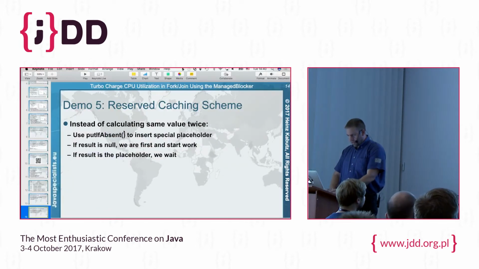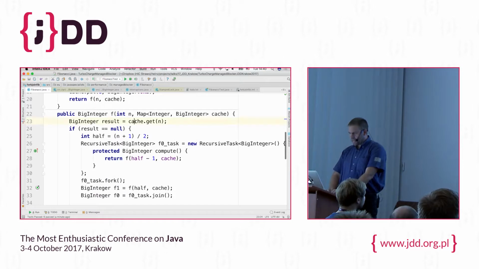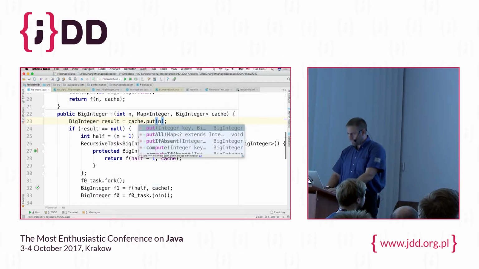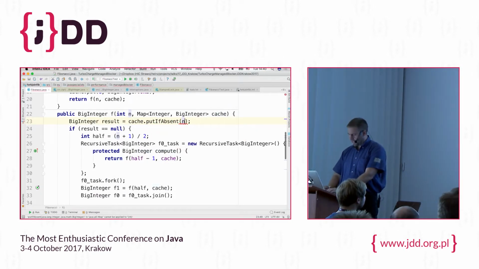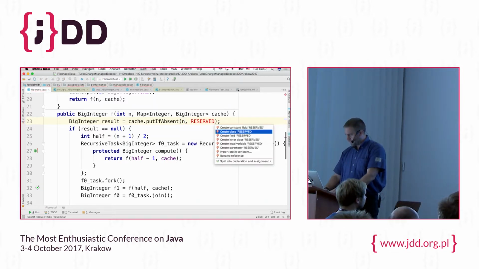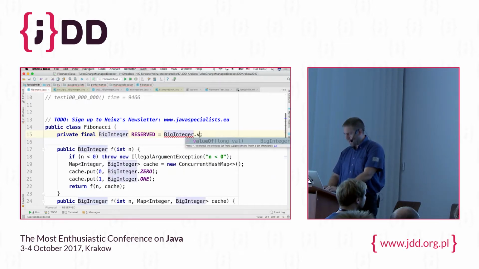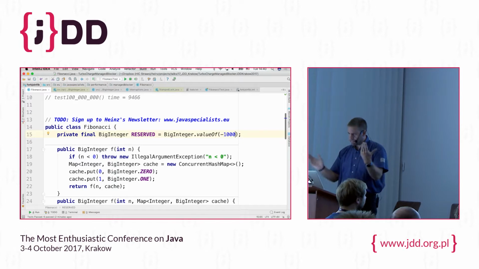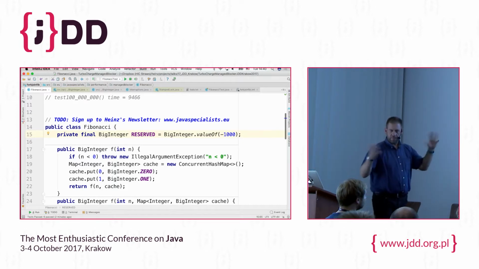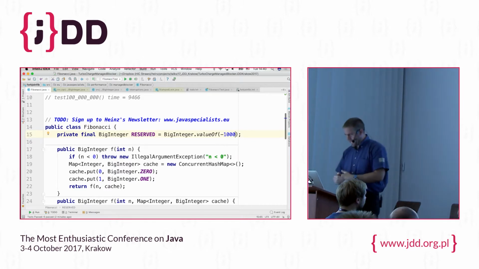And if we now go and put this in, the idea is that instead of saying get, I'm going to say put if absent. So if the object is not there already, I'm going to put a special object in here called reserved. It's going to be a constant field, which I'm going to make a private final reserved equals BigInteger.valueOf(-1000), for example. Some number that is not going to be a possible number in the set of numbers for this series.